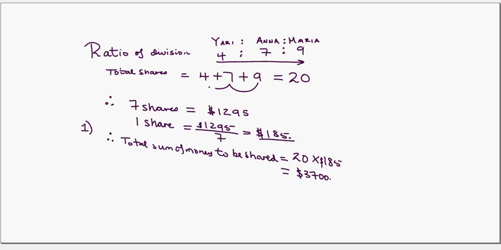Any questions there so far? Making sense? So the unitary method means take the information you have, find out how much 1 share would be, and then from there work on the other items that they want. In this case, the total sum of money to be shared was found by taking the total number of shares, which is 20, and multiplying by what 1 share is, which is $185. The second part of the question asks us to find Yari's share.